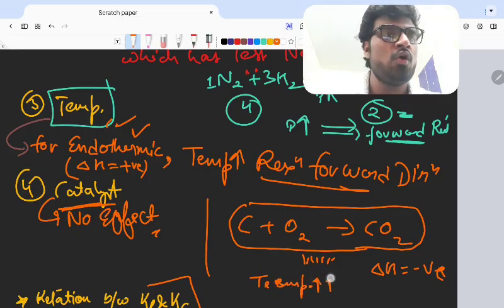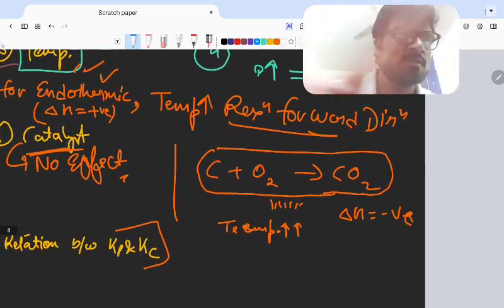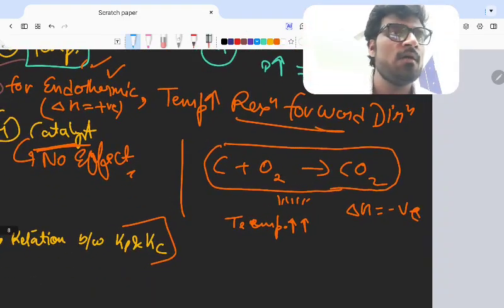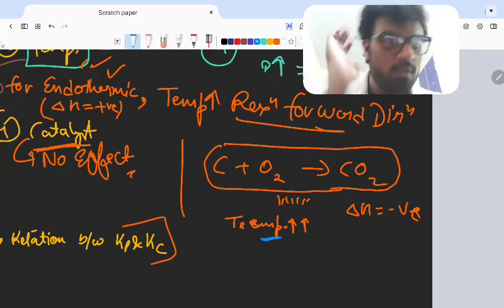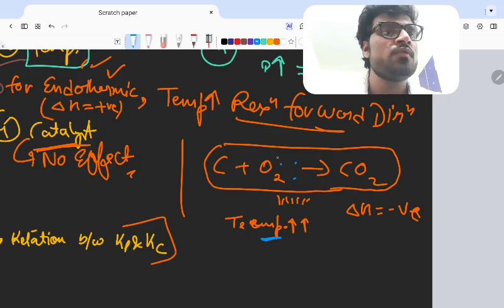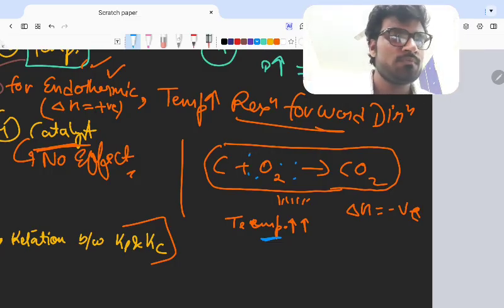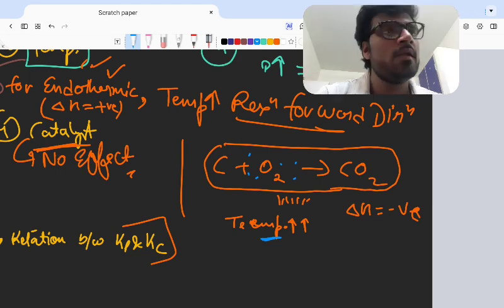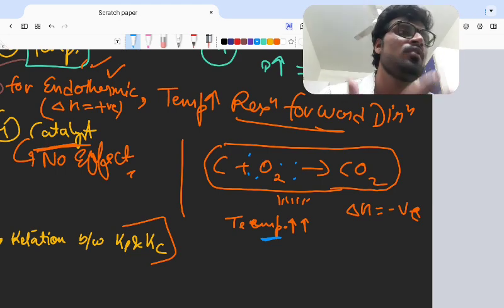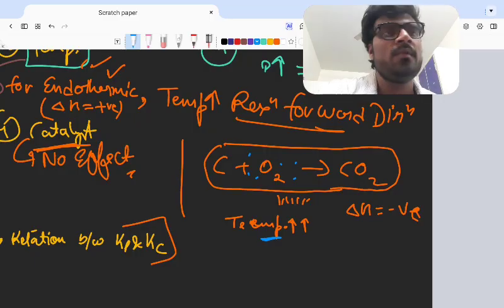Sorry for all the hodgepodge that I have created, but I want you guys to understand this thing very clearly. What will happen if I increase the temperature? If I increase the temperature, bachcho, then what will happen? The molecules will start colliding very heavily. Okay. So instead of forming a product, the effective collisions will become less, and the product formed will be less. The reaction will move in the backward direction.